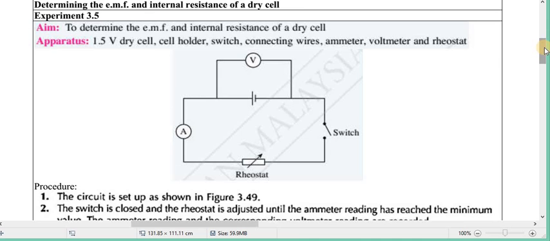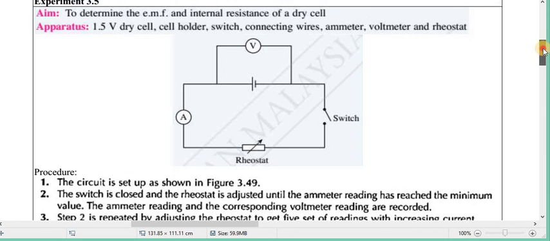Okay? This is a very versatile experiment. It can come out in many places, and you can ask about it in various ways. So it's very important for you to understand the concept of this experiment. How is it that we can determine the electromotive force?